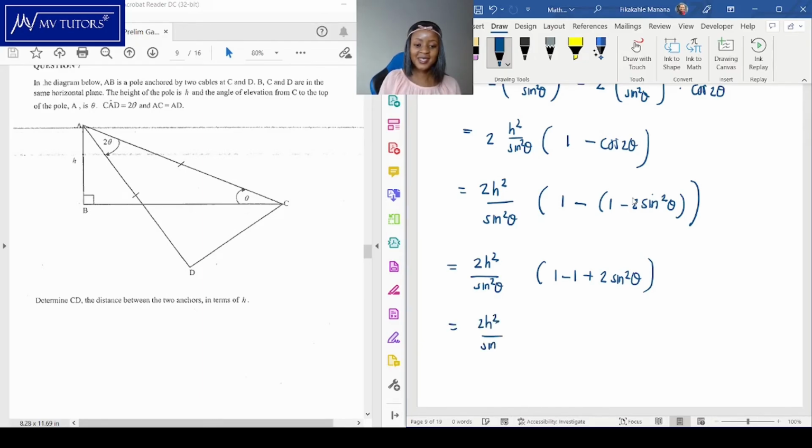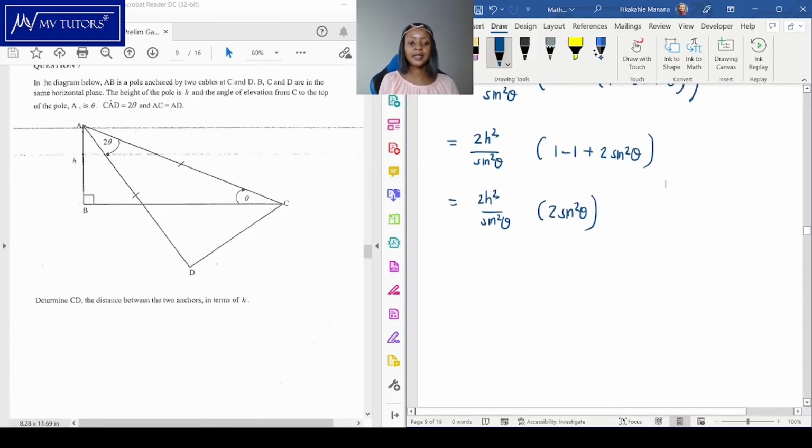Can I just cancel already? So 1 minus 1, that's 0, so I'm left with 2 sine squared theta. And I'm a happy girl because things can start to cancel out. So the sine squared will cancel with the sine squared. Then I'm left with 4h squared. Oh, we're not done.